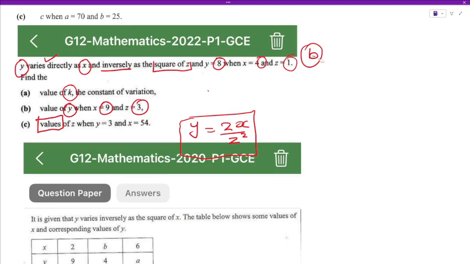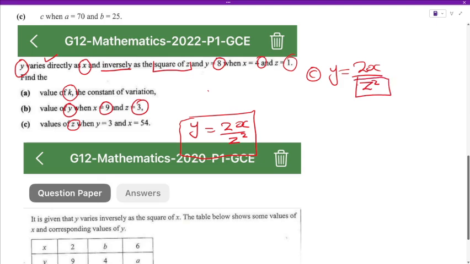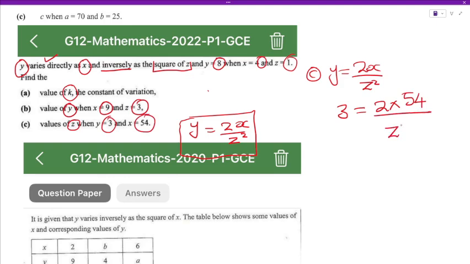So the first thing you do is you write your formula. Y is equal to 2x over z squared. What are they asking us to find? Values of z. You now notice that the z here is actually a squared term. So to get rid of that square, I need to square root some values. When y is equal to 3, so 3 is equal to 2 times x, which is 54, so I'll say 54 there over z squared.